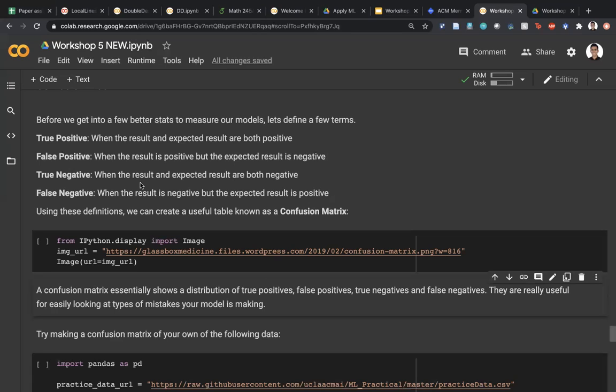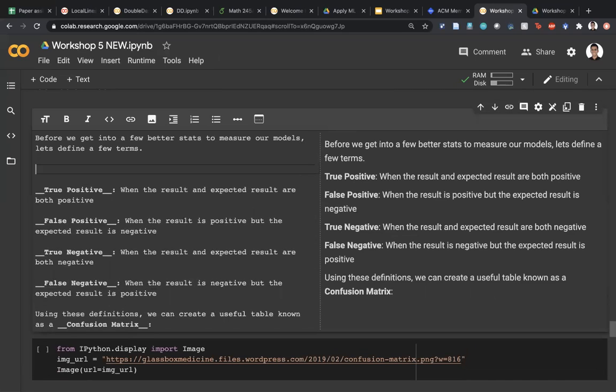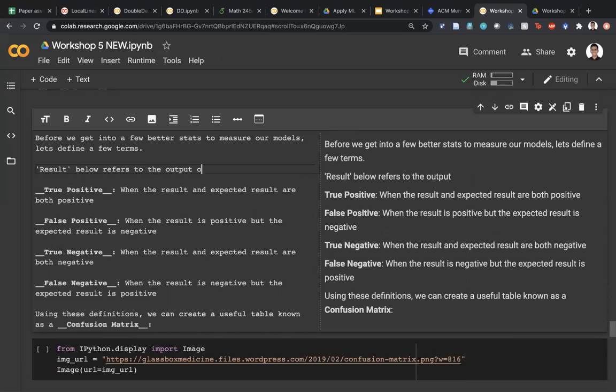Exactly. Jin's got it exactly right. So the result in this case is the result of the model. It's what the model is predicting, right? So in the case of a false negative, that's when the model predicts that we don't have a winning lottery ticket, but we actually do. So the expected result is reality. Correct. The expected result is reality. Sorry, we should have made that more clear in the write-up here.